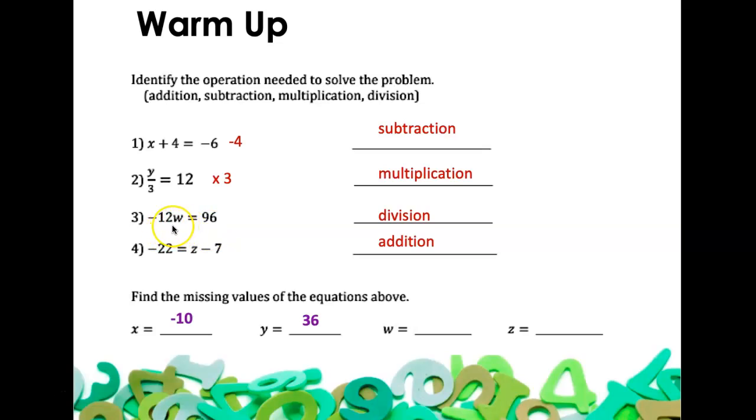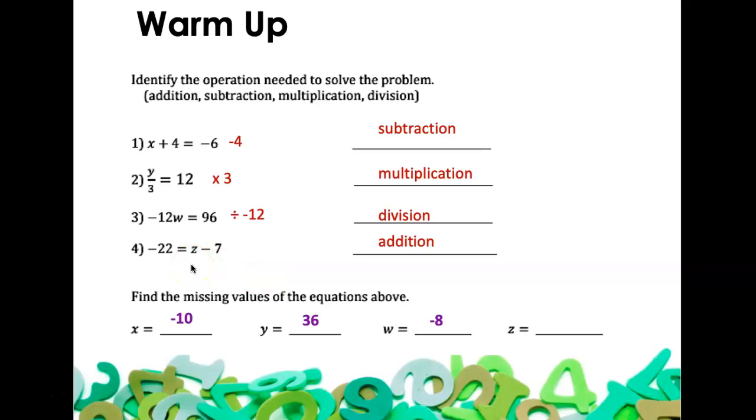Okay. Number 3, the inverse operation is division. So we're going to divide 96 by the coefficient, negative 12. 96 divided by negative 12 will give us negative 8. Remember, when you divide a positive by a negative, your quotient is negative.